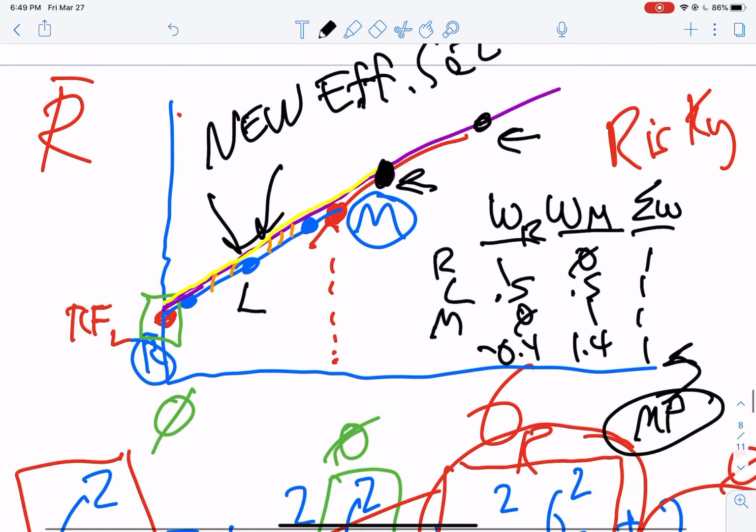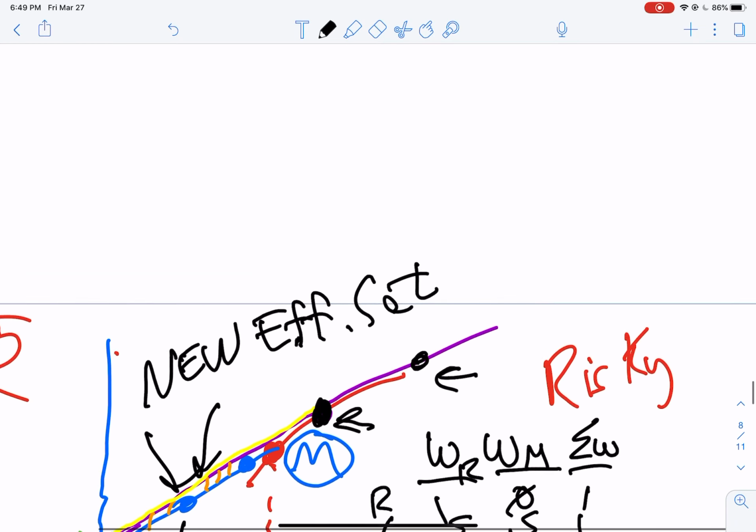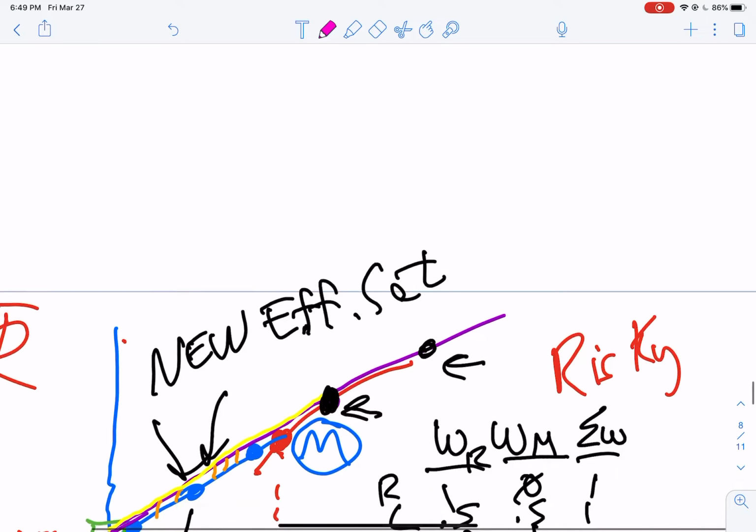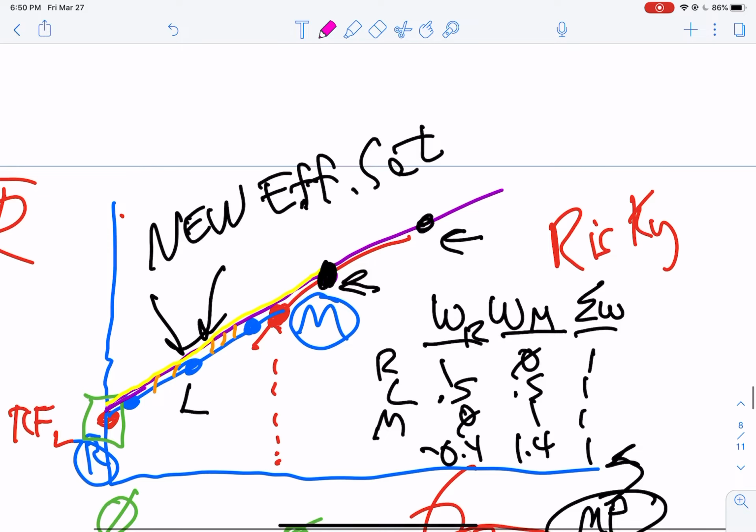Okay, so this line has a name. I'm going to color this line now in, I guess we'll make it pink. And I know I'm changing the colors, that's okay.